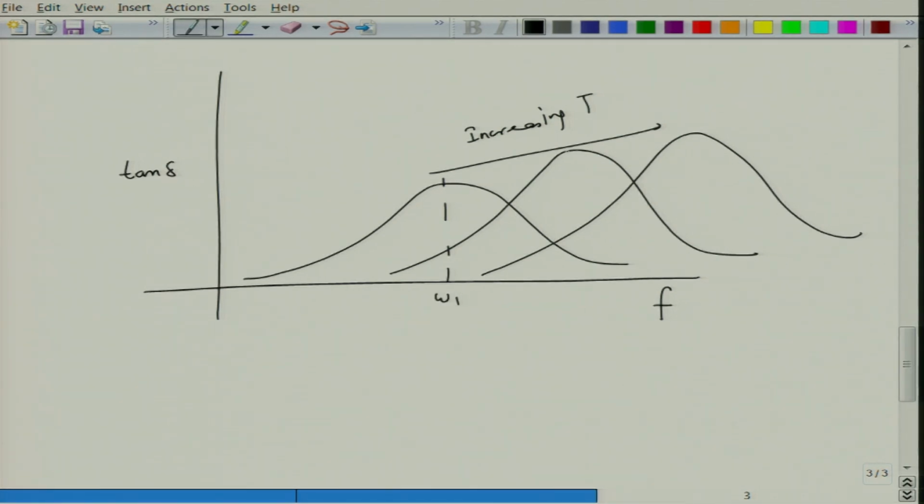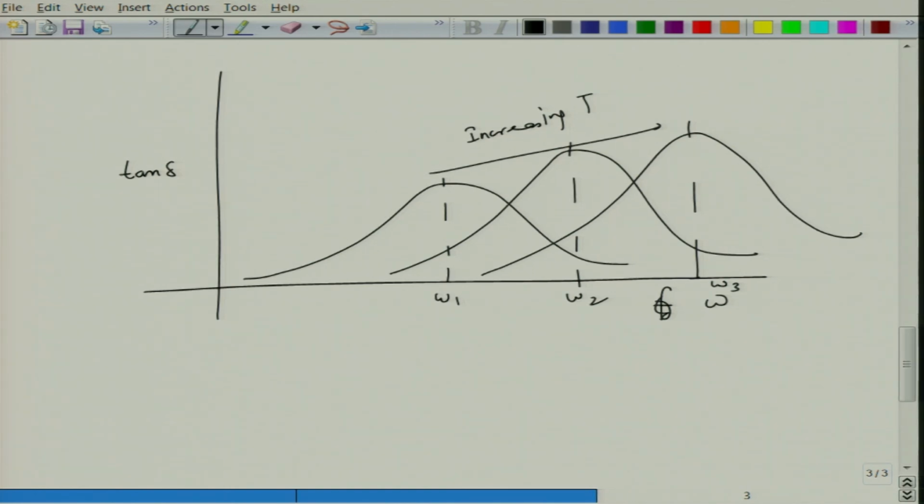So, this is omega 1, and we can write omega 2, omega 3, and the frequency will shift to the right, because as we increase the temperature, the diffusion becomes faster. As a result, the relaxation time decreases and you can do the relaxation at a faster frequency. So, this is generally the trend that you observe, that the tan delta peak shifts to higher frequency as you increase the temperature, and as a result there is a strong temperature dependence.